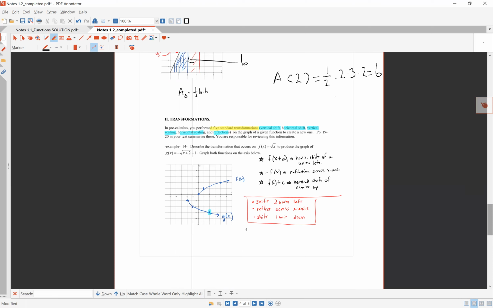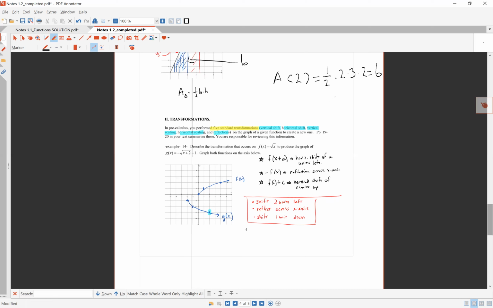So let's say the graph of f of x. Now, what's the graph of f of x plus a? You shift the graph a units to the left. And for minus f of x, it's just the mirror image about the x-axis. And for f of x plus c, you just drag the graph up c units. So look at that example right there: minus the square root of x plus 2, minus 1.